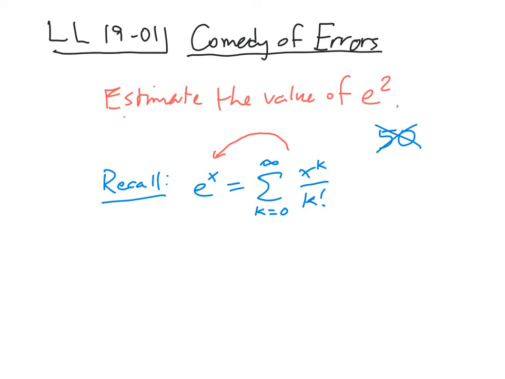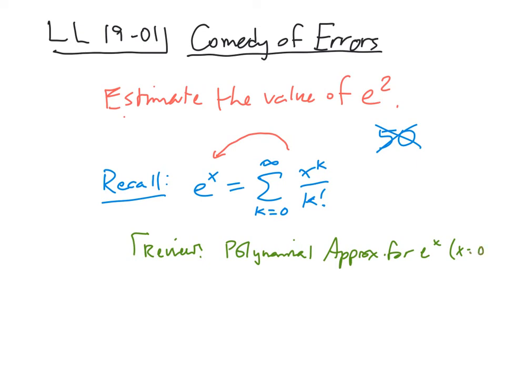The way that we got here is we started by approximating e to the x with polynomials. And when we did that, actually, let me write some of this down. So this is just review. We were doing polynomial approximations for e to the x. And the idea was we tried to build polynomials that have the same behavior as e to the x at x equals 0. So these are approximations near x equals 0.